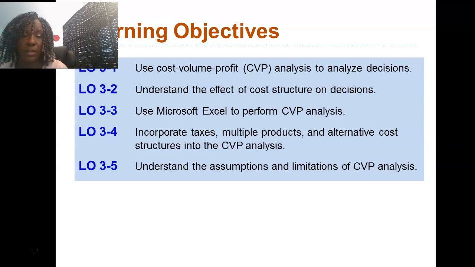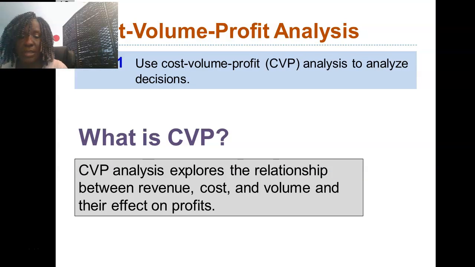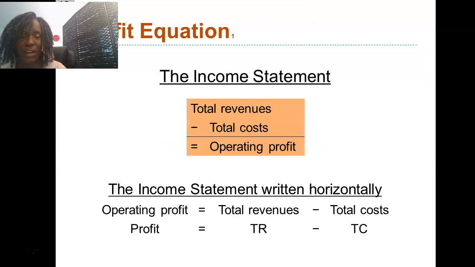We're going to figure out how to use cost volume analysis to make decisions, understand the effect of cost structure on decisions. We're going to use Excel to perform some analysis, and we're going to incorporate taxes and other types of different platforms into our CVP analysis, and also some assumptions and limitations. So what is it? It's going to be talking about the relationships among cost and revenue and the volume of our profit of the organization and how it affects profit. So it's going to be a very, very interesting process.